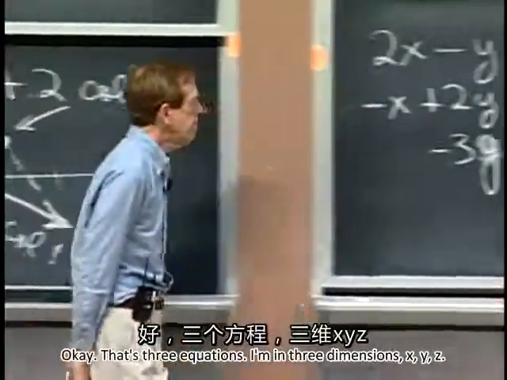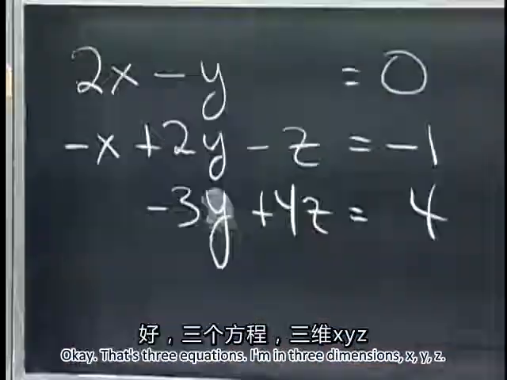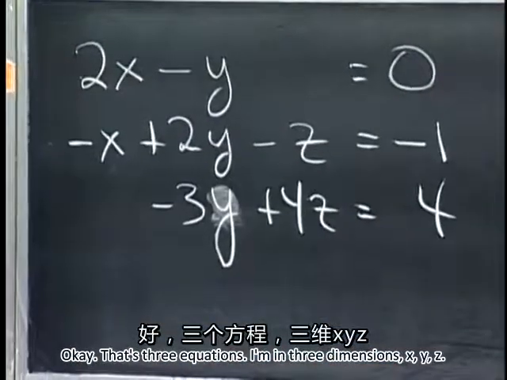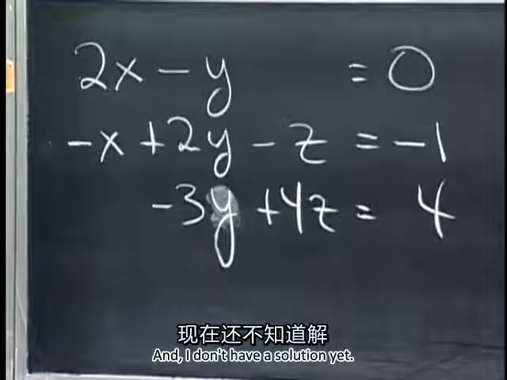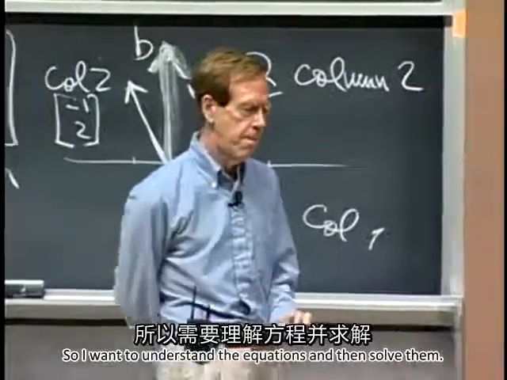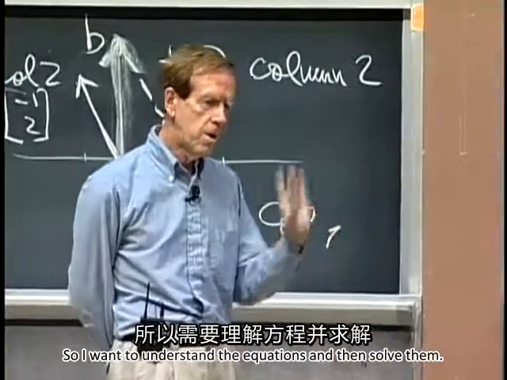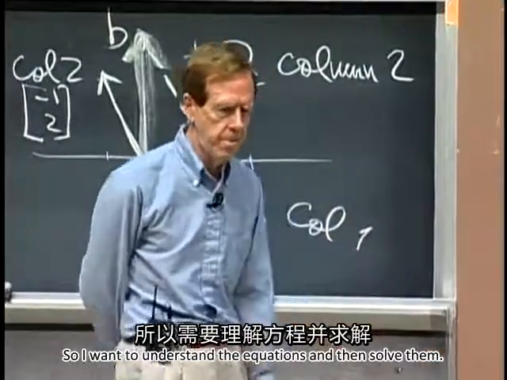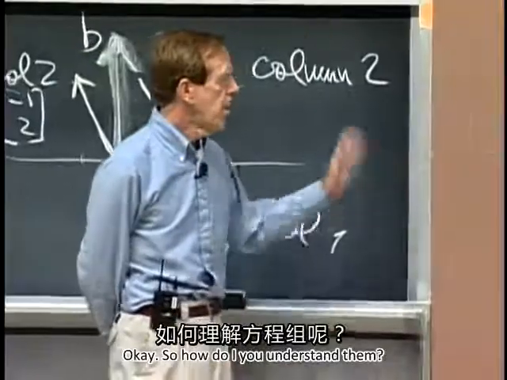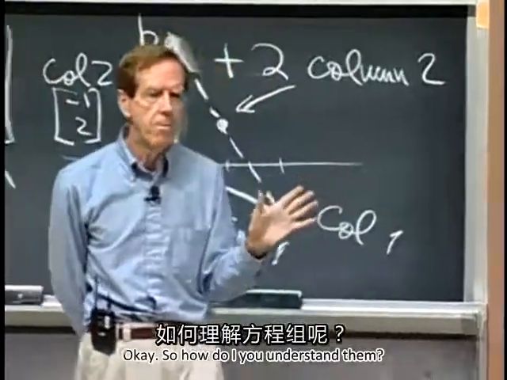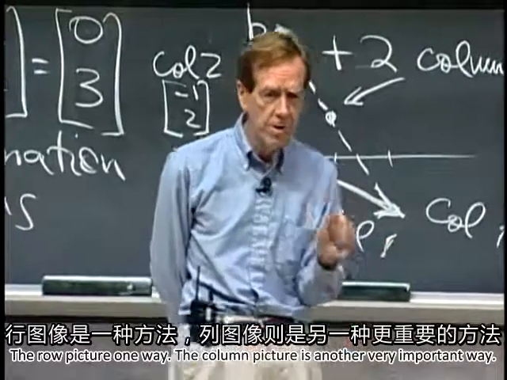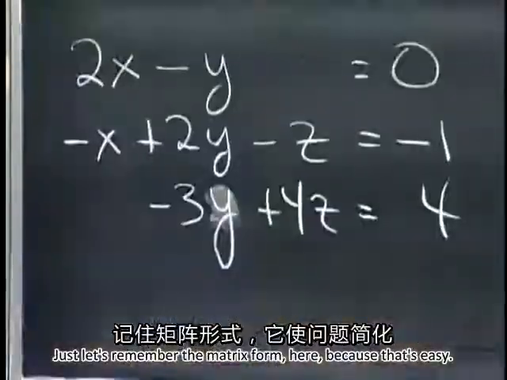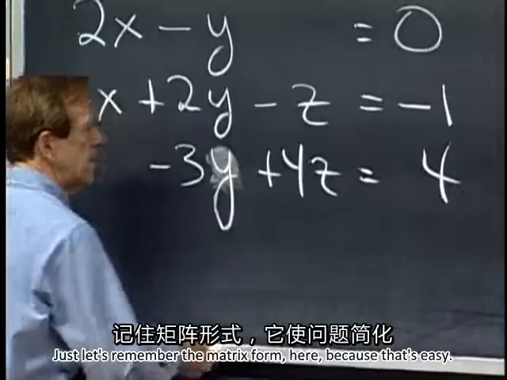Okay. That's 3 equations. I'm in 3 dimensions, x, y, z. And I don't have a solution yet. So I want to understand the equations and then solve them. Okay. So how do you understand them? The row picture is one way. The column picture is another very important way. Just let's remember the matrix form here, because that's easy.